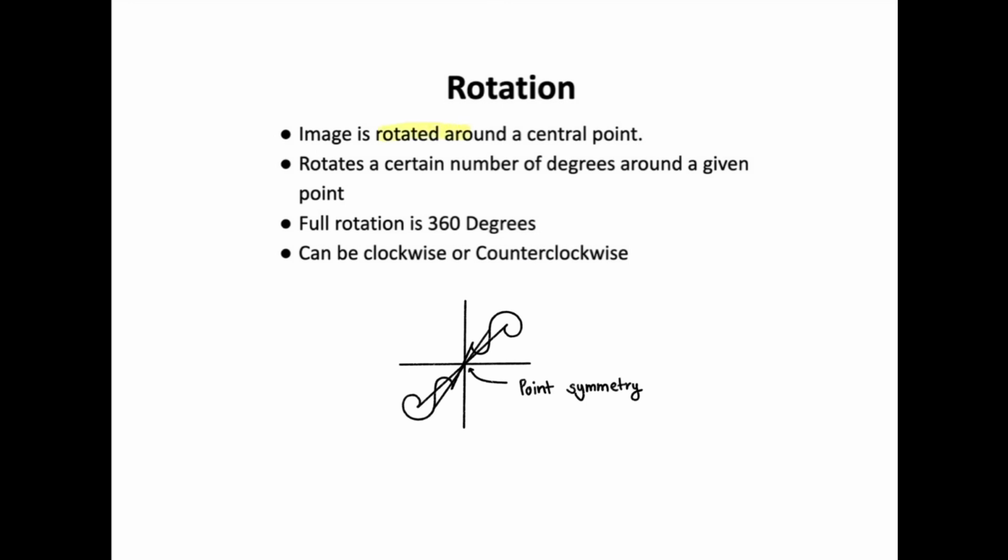The next type of symmetry is called a rotation. A rotation is when an image is rotated around a central point. Notice that the S is rotated around the origin. It can be rotated a certain amount of degrees. In this case, it was 180 degrees. If it had rotated 90 degrees clockwise, it'd have been in quadrant 2, and if it had moved 90 degrees counterclockwise, it'd be in quadrant 4. A full rotation is 360 degrees. Again, a rotation can either be clockwise or counterclockwise.